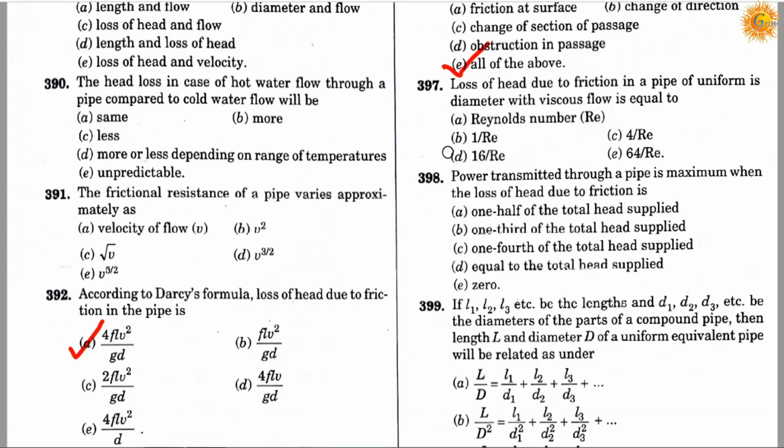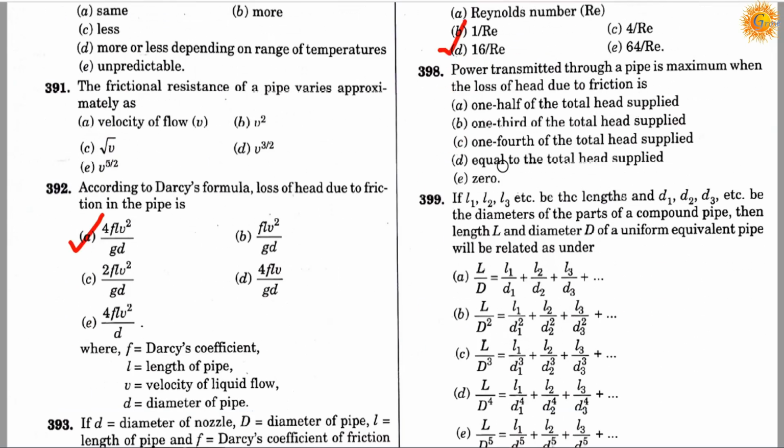Question number 397. Loss of head due to friction in a pipe of uniform diameter with viscous flow is equal to: option A, Reynolds number; option B, 1 upon Re; option C, 4 upon Re; option D, 16 upon Re; option E, 64 upon Re. So the correct answer is D. It will be 16 upon Re.